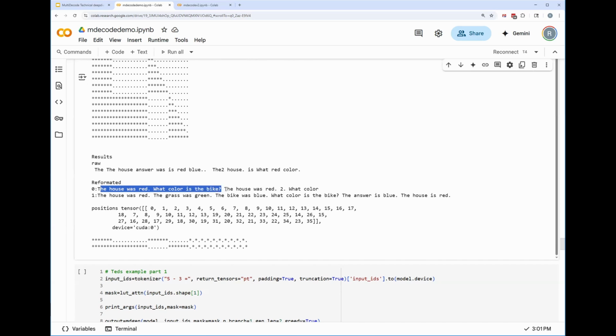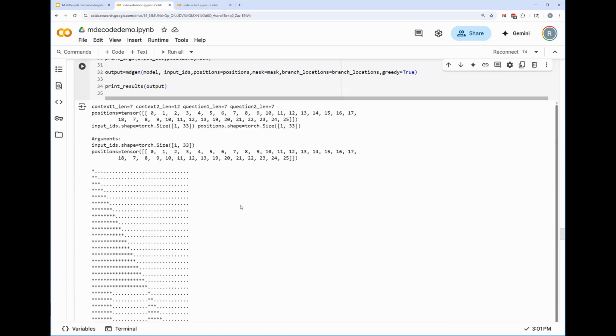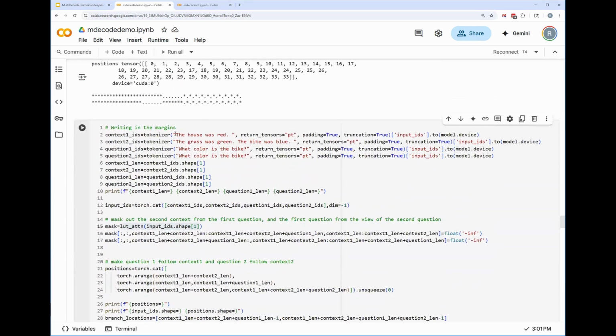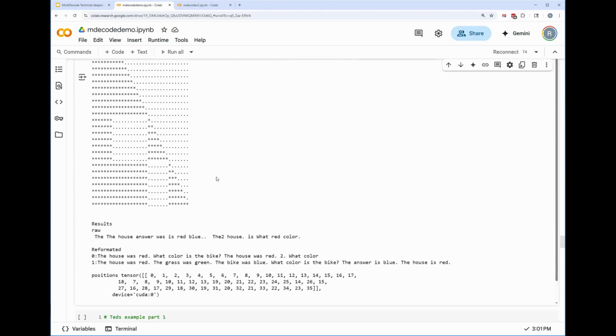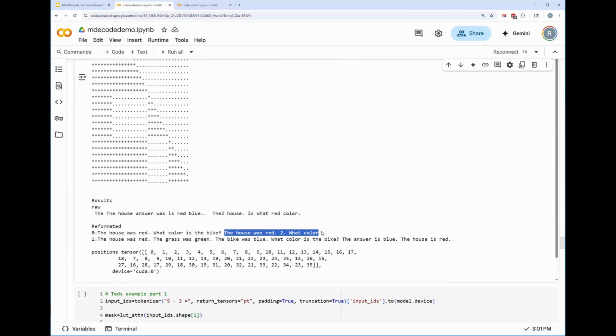And the continuation, the text generated, is "the house was red, to what color." So it didn't know. If you had a way to measure, did you answer the question, what color is the bike? That didn't answer what color is the bike. And the reason it didn't answer it is it can only see the first part, which is the house was red. So if I told you the house is red, what color is the bike? You're like, what? I don't know. And so that's why this doesn't make much sense as you look at it.